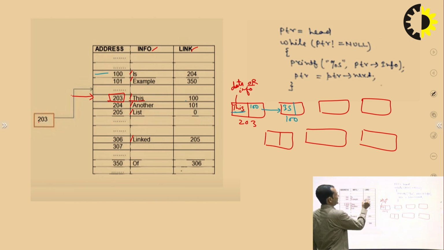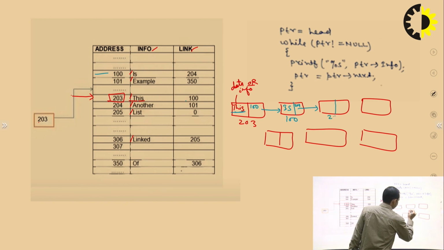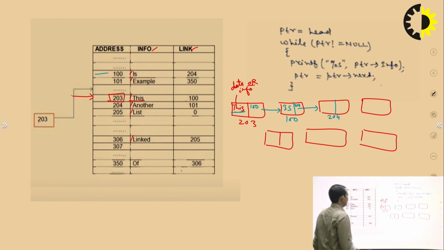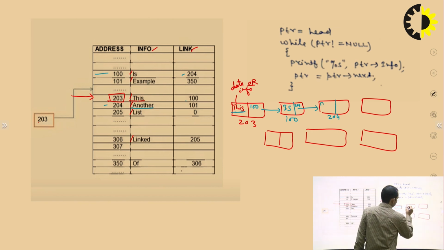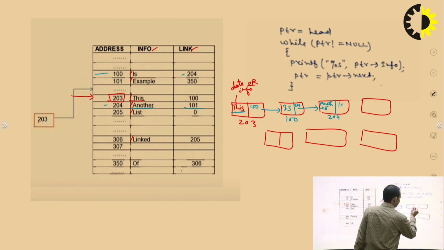And what is the address? 204. In this link part, we have to store 204, which indicates the next node, meaning the next node address is 204. So we have to move to 204. The info value is another, so we have to store another here. What is the link part? In the link part, or address part, the value stored is 101, meaning it indicates the next node whose address is 101.